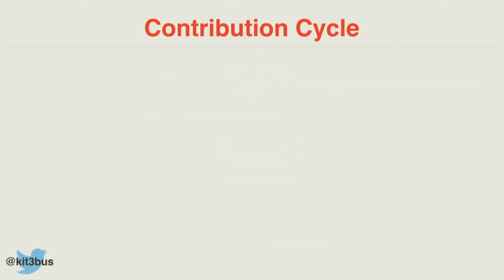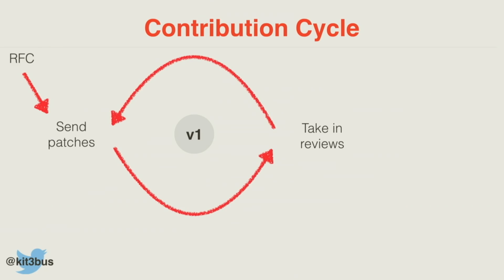So to recap that real quick, let's look at the entire contribution cycle. You start with an RFC, and then you send the first version of your patches. Hopefully you get reviews, and based on the reviews, you create a version 2 of your patch series. And then you get other reviews, and then you create yet another version, and so on and so on. Sometimes it takes up to 11 versions to get accepted.